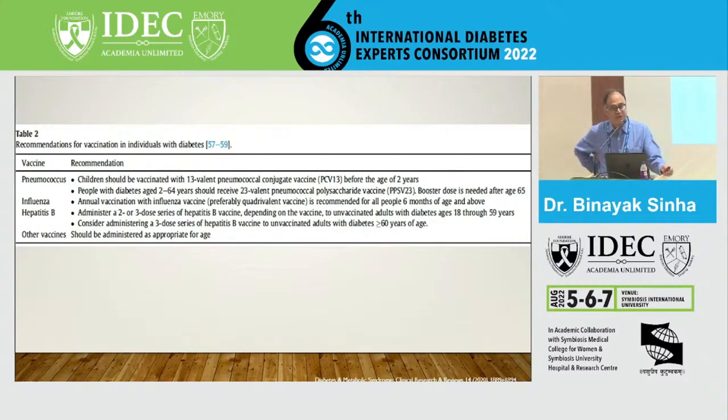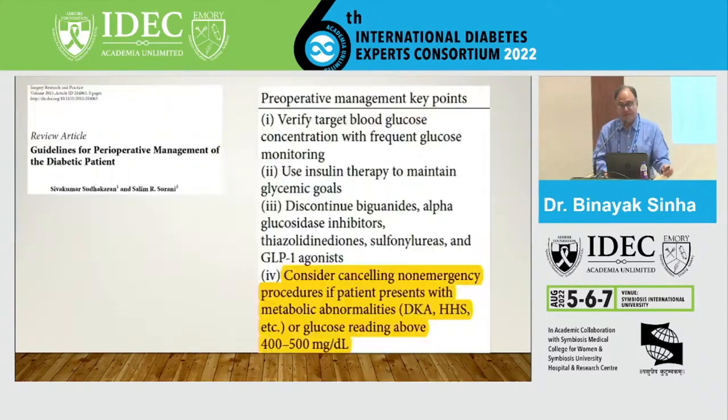Pneumococcal vaccine for everybody in the age group of 2 to 64. Pneumococcal vaccine is just once in a lifetime, and a booster shot at the age of 65. Influenza vaccine every year, preferably the quadrivalent vaccine. Hepatitis B vaccine, 2 or 3 series. These are musts for all patients with diabetes, and all other vaccines should be given, including the COVID-19 vaccine.